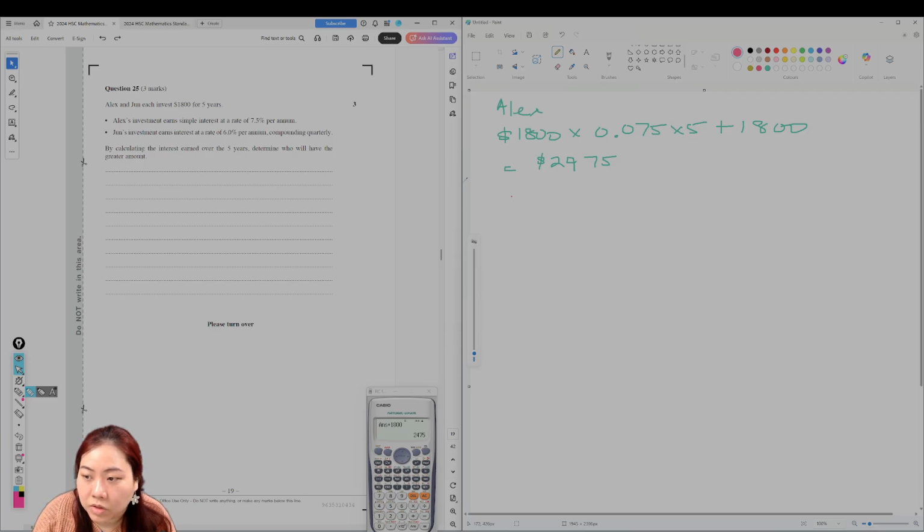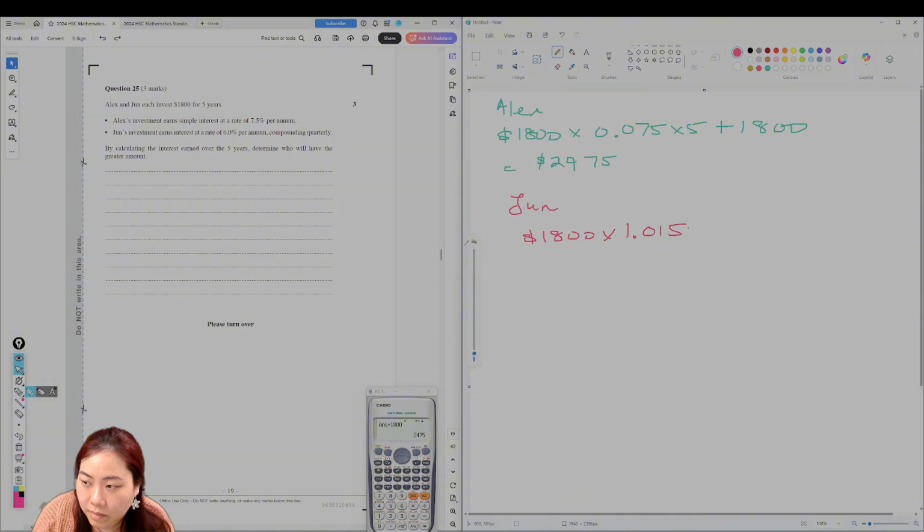Now let's change color. We'll move on to June. June earns 1,800 times 6% per annum, but compounding quarterly. So 6 divided by 4 is 1.5, because half is 3 and then half again is 1.5. 1.5%.